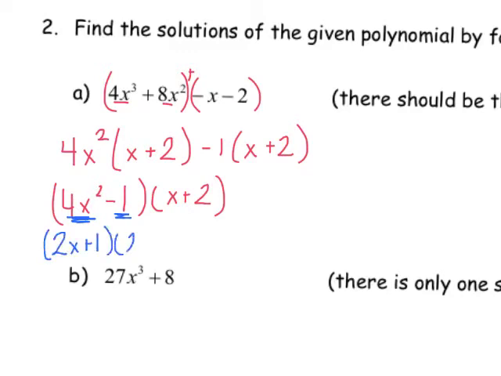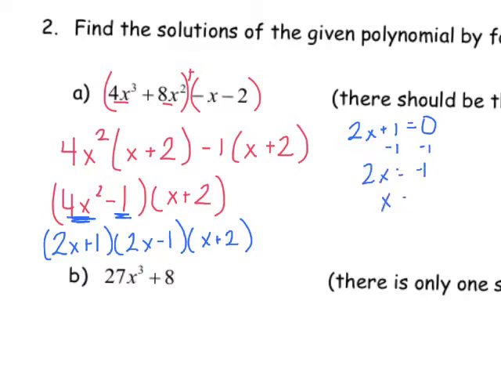2x plus 1, 2x minus 1, and then x plus 2. So I get the answers. 2x plus 1 equals 0. Subtract 1 and divide by 2. So x equals negative 1/2. That was from this guy. Now do the same idea for 2x minus 1.